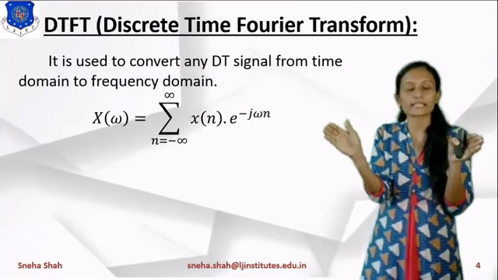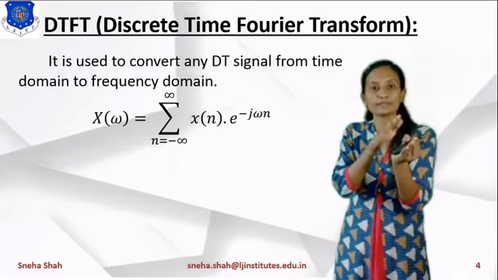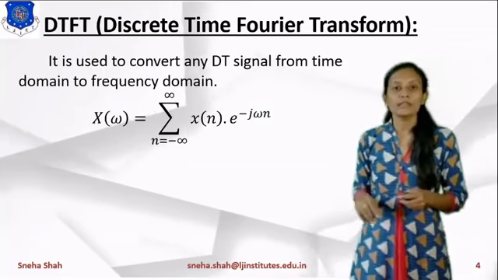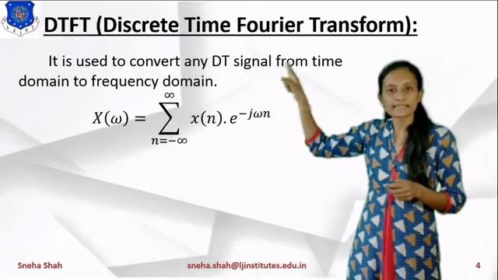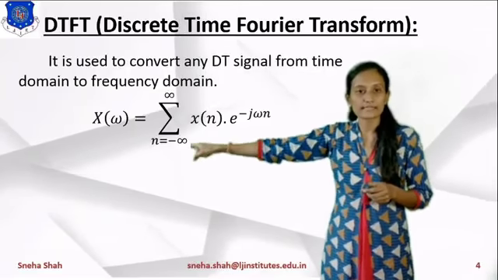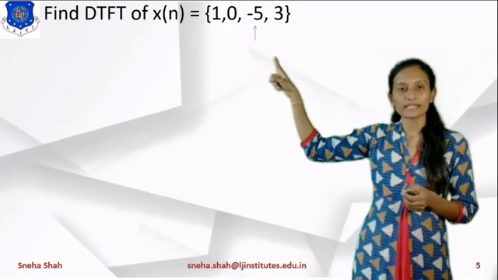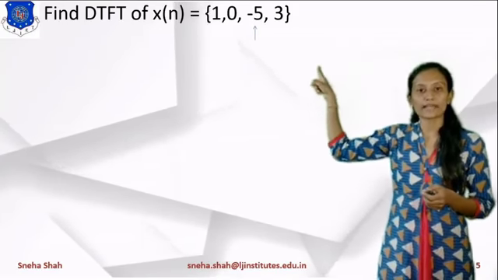For that entire range, we will be converting a time domain signal into the frequency domain by using this equation. So basically it will be used for discrete time signals only. So we have to use this summation. Find DTFT of x of n equals 1, 0, minus 5, 3.